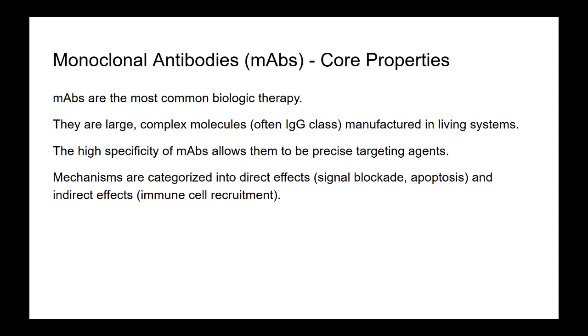These biological products are generally large, complex molecules, often belonging to the immunoglobulin G class, and are produced using living systems. Their high specificity for a single antigenic determinant allows these antibodies to serve as precise targeting agents. The mechanisms through which monoclonal antibodies exert their effects can be broadly categorized into direct actions, such as blocking signals or inducing cell death, and indirect actions, including recruiting immune cells and delivering cytotoxic substances.